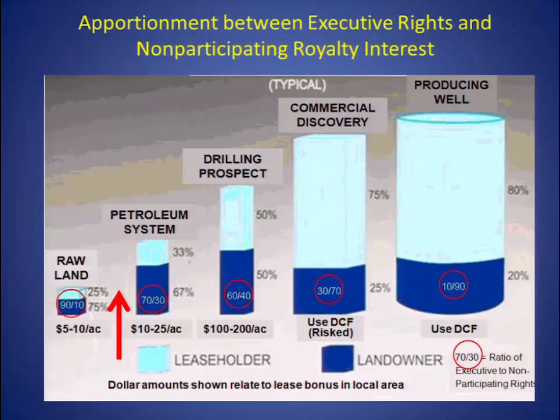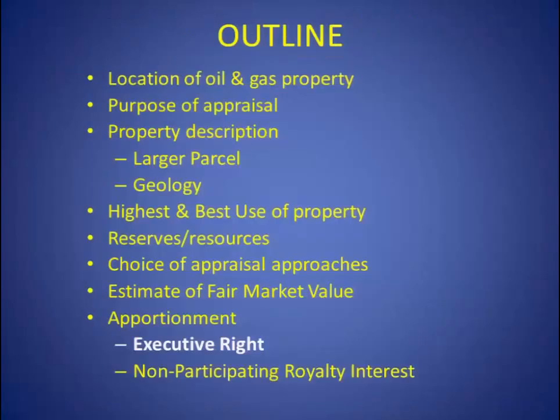And at the other end here, when it is producing, it's clear that the executive rights have very little part of it because it's producing. It's helped by production. Chances for income from leasing are practically nil. Never zero, but practically nil. Whereas the income to the NPRI is up here, and this roughly goes up in that area too. So that is then done, apportionment between these two.